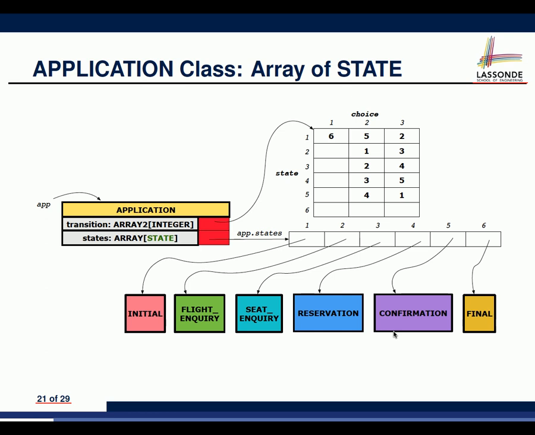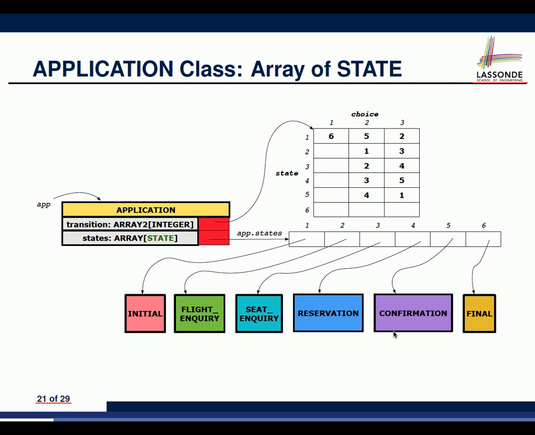The static type is states. That means each element can be either initial, flight inquiry, seat inquiry, etc., right? Depending on which one you're talking about. We'll get to this runtime structure in just a moment. Okay, we'll get there.